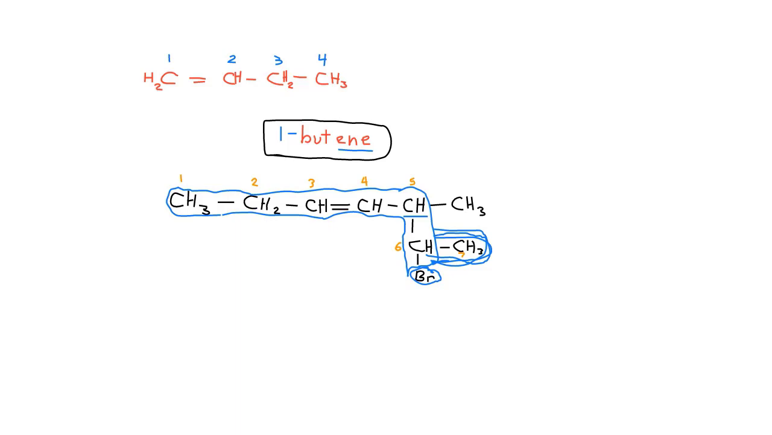So first level of priority, functional group. Second level, the lowest numbers. Third level, alphabetical order. All right, so now let's go ahead and identify our branches. We have the bromine, we have this methyl here. So what are we going to name this? Let's start with our alphabetical order branches. What do we say? 6-bromo. 6-bromo, very good.